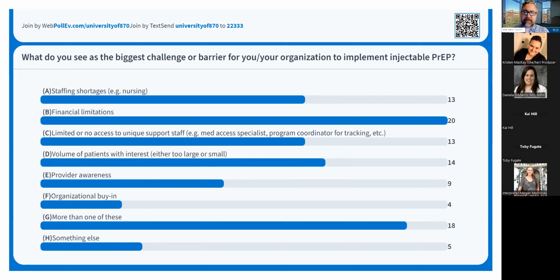All right, and it looks like the main one appears just like with the previous slide to be financial limitations, followed pretty closely by a combination of these. So thank you, folks. Let's take a look at the next question.